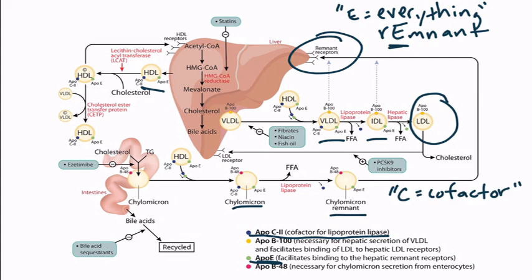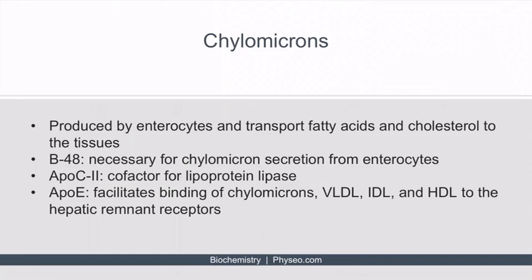Okay, let's see what your text says. Chylomicrons are produced by enterocytes and transport fatty acids and cholesterol to the tissues. B48 is necessary for chylomicron secretion from the enterocytes. ApoC2 is a cofactor for lipoprotein lipase.